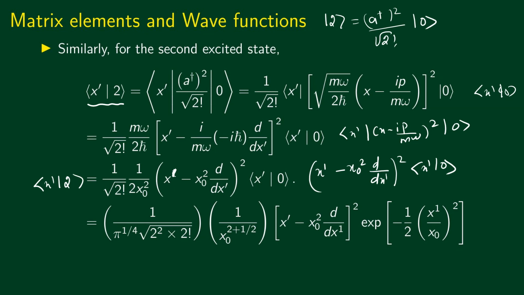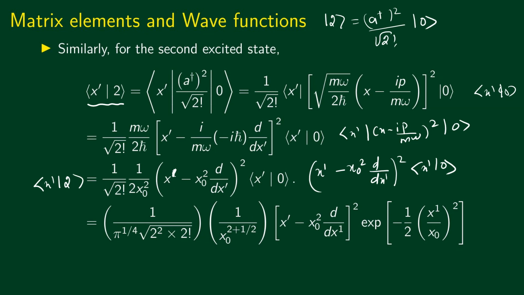Just as before, we collect the constants in here. We just write this 1 by 2 here as 1 by square root of 2 squared. All right, the rest of it is straightforward. Here we have an x0 squared. In the Gaussian wave function, we have 1 by x0 raised to 1 by 2. So together it becomes x0 raised to 2 plus half. Pi raised to 1 by 4 here also comes from the normalization constant for the ground state wave function.